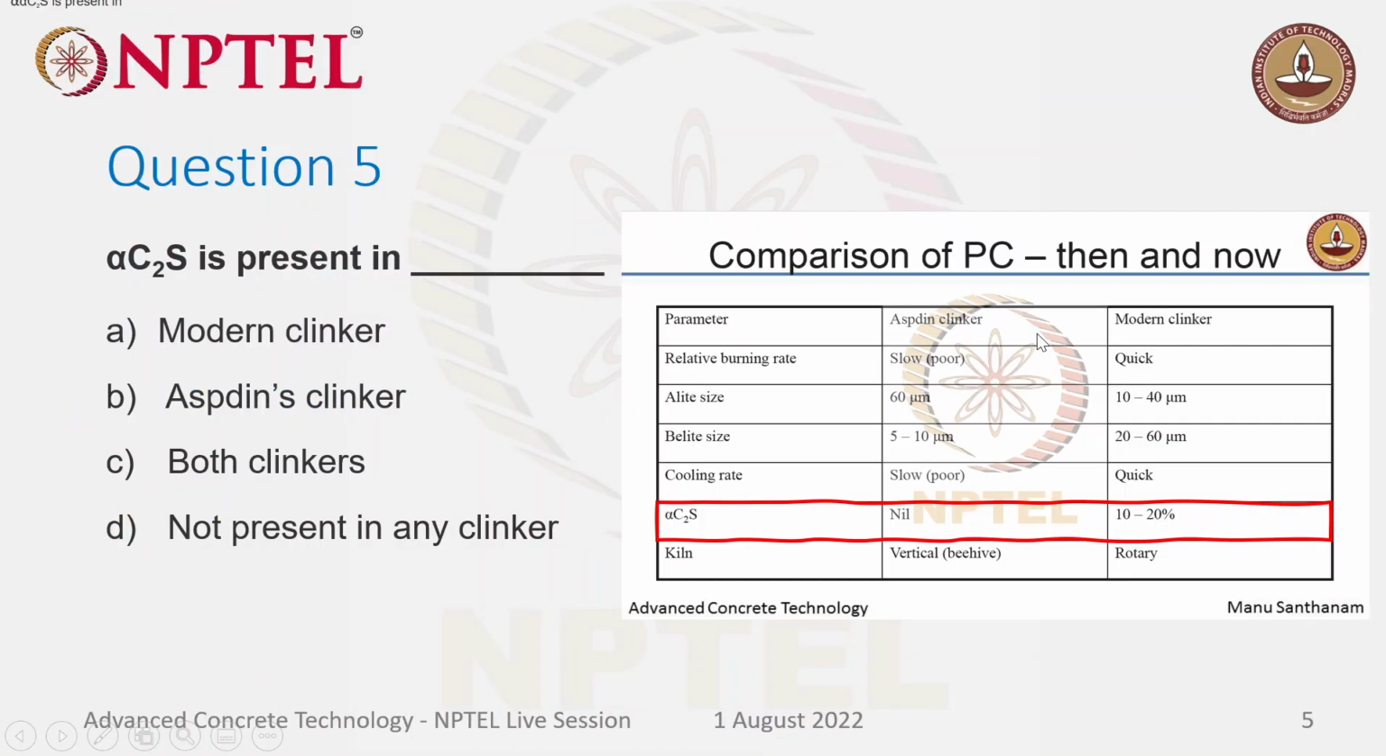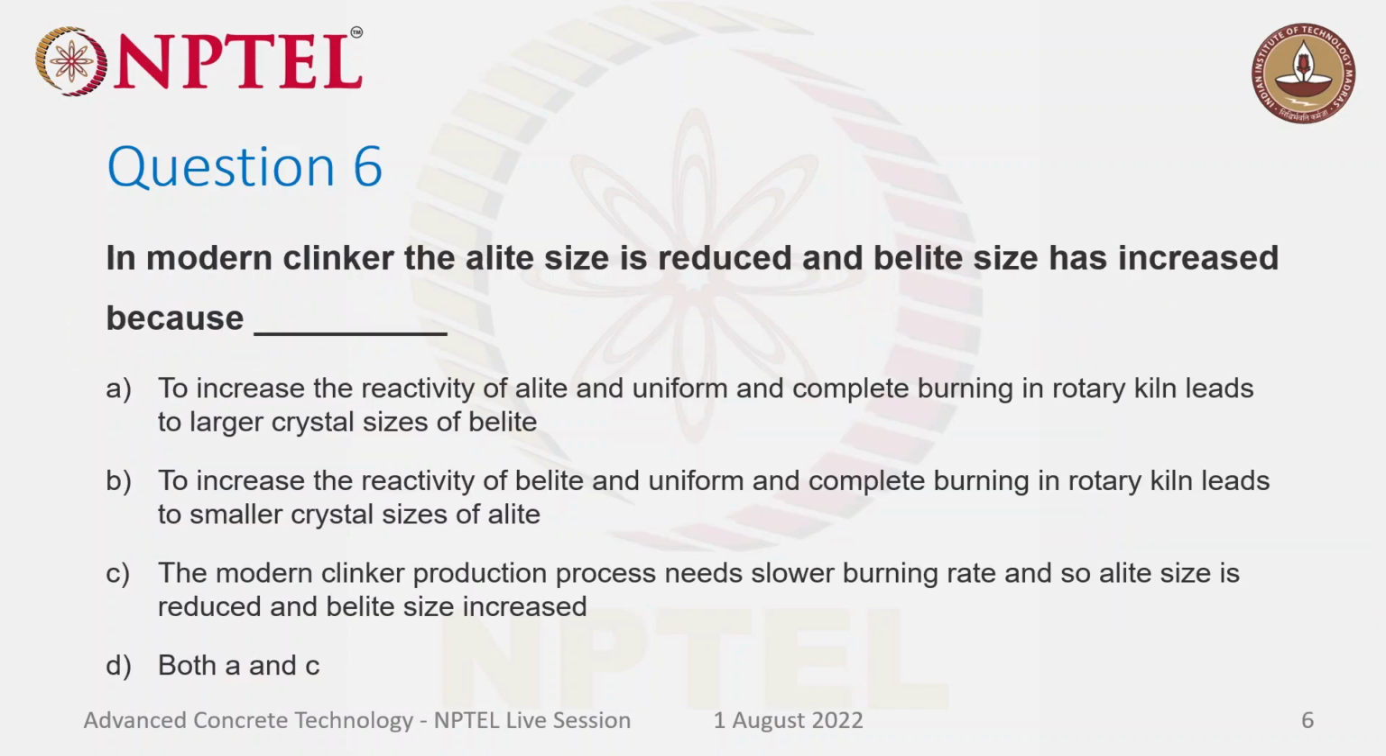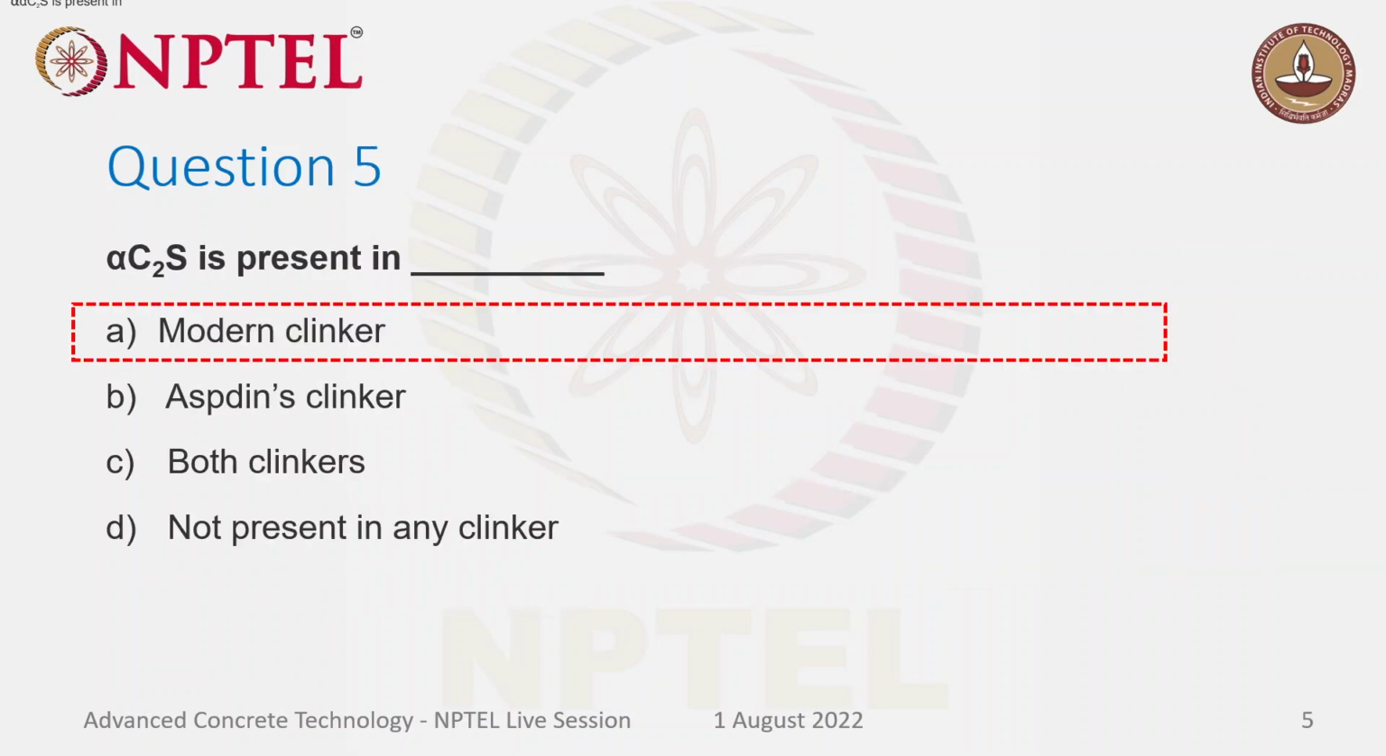Here is the comparison of Portland cement clinker then and now, the aspirant clinker and the modern clinker. We all know that alpha C2S is not present in the aspirant clinker. Only in the modern clinker it's present, around 10 to 20% alpha C2S. Now let's move to the next question. So the correct option for question 5 is that alpha C2S is present only in the modern clinker, not in the aspirant clinker.